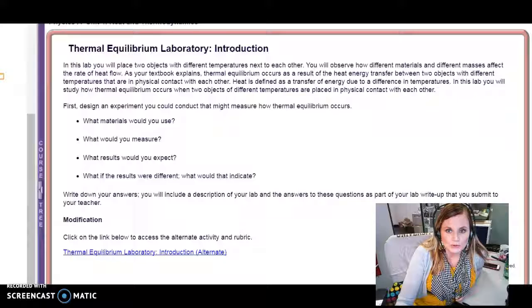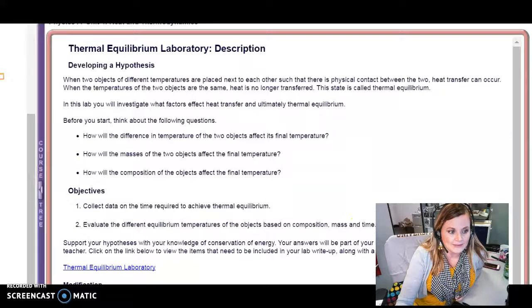And the second part of this is that you need to make your hypothesis. So your hypothesis in this case is thinking about these questions.